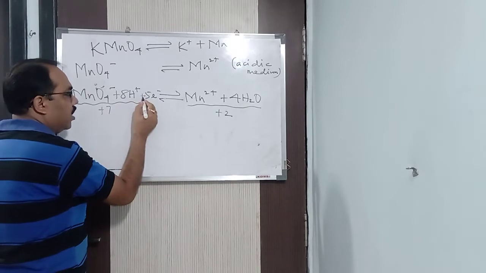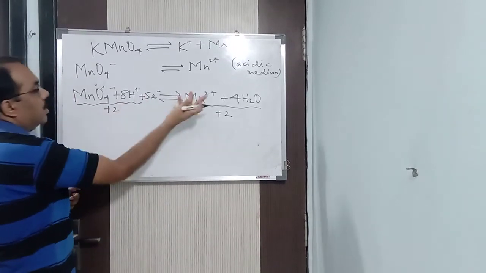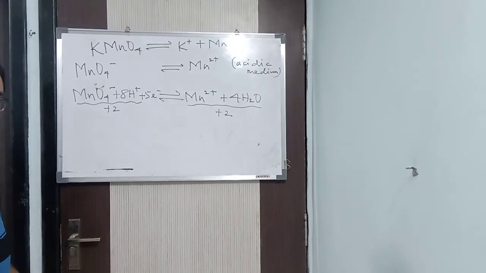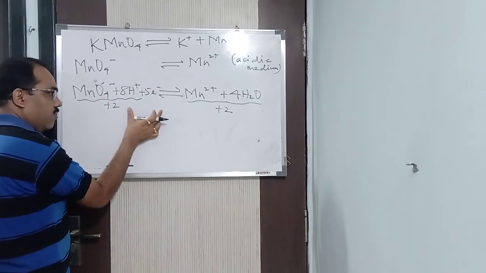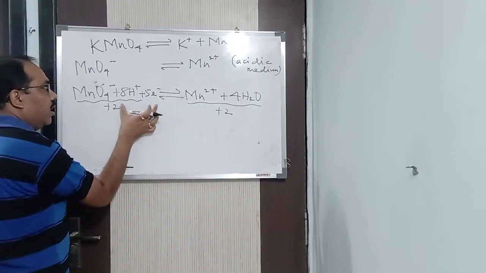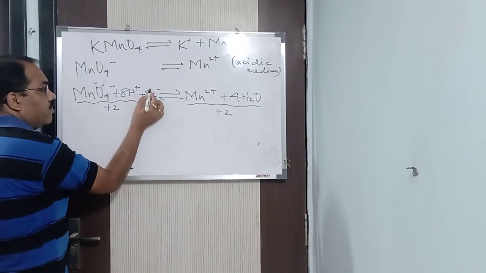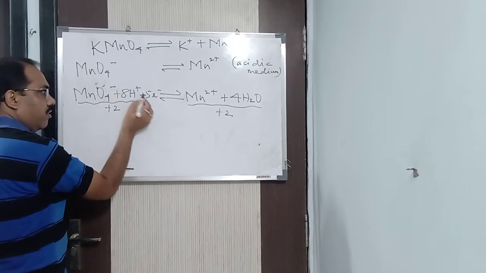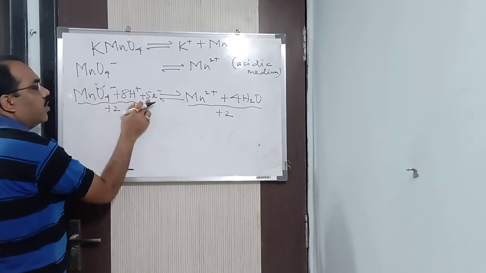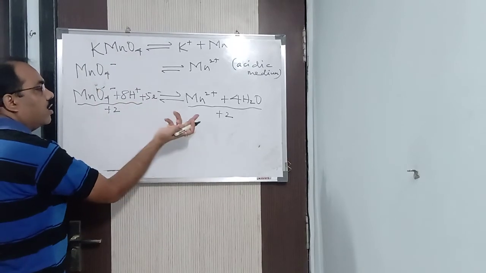For that purpose, I have to put here plus 5e minus. So hence, how much does it become? Plus 2. Balance the equation. The equation is balanced. In this way, in equivalent weight, what was the formula? Molecular weight of the oxidizing agent by number of electrons lost or gained. So the number of electrons here is 5. I gave you this equation when I was teaching equivalent weight. So molecular weight divided by 5. Molecular weight of KMnO4 divided by 5. You will get the answer.